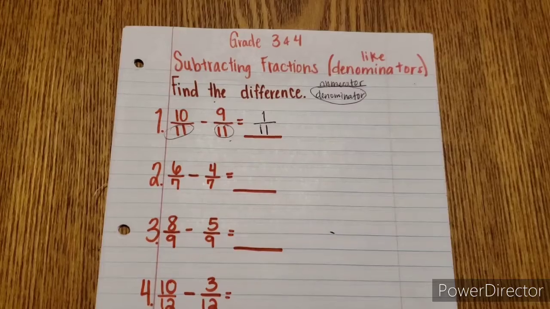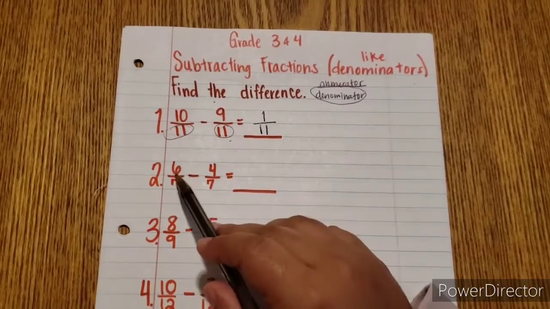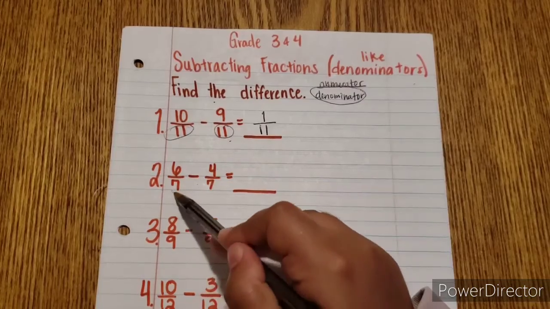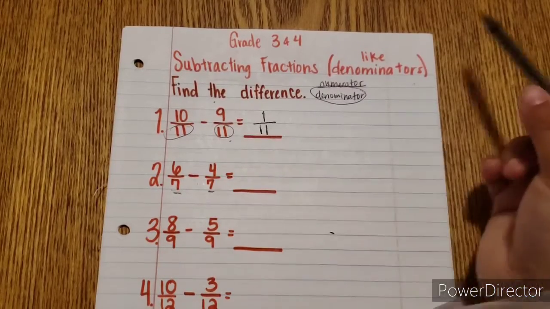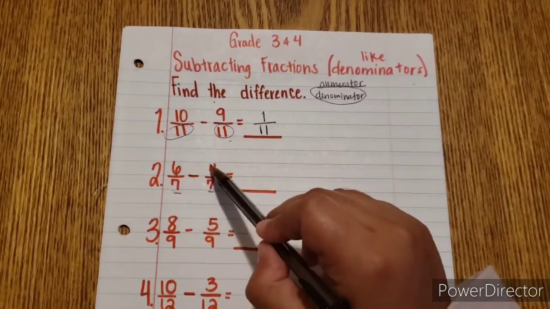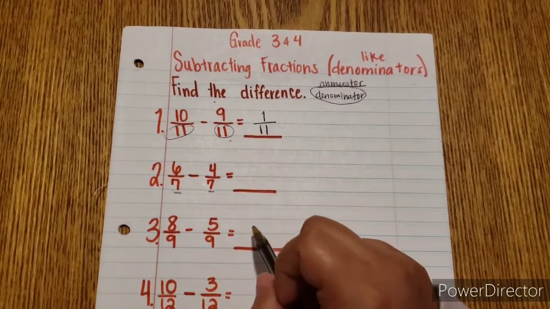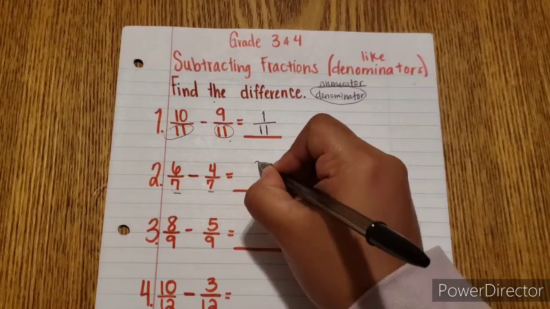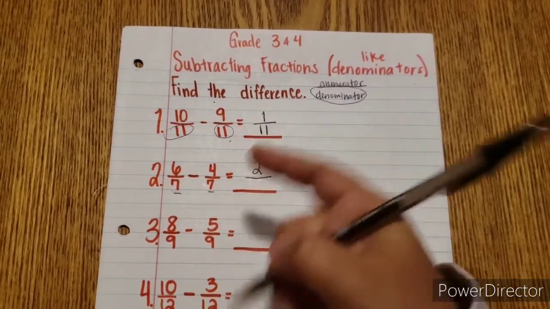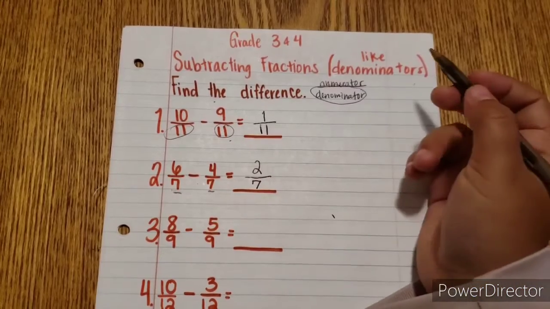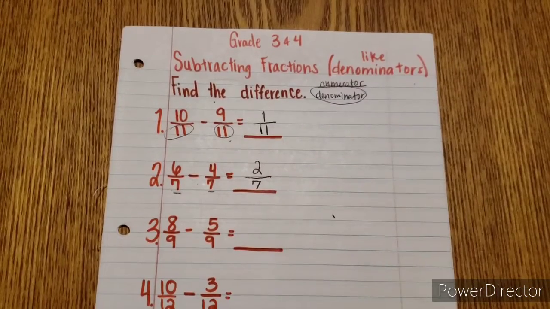Let's look at number 2. We have 6 over 7 minus 4 over 7. Again, we have the same denominator, 7 and 7. So let's do 6 minus 4. So what is 6 minus 4? That is 2. So we'll have 2 on top, and we'll keep the same denominator, and that is 7. So the answer is 2 over 7.